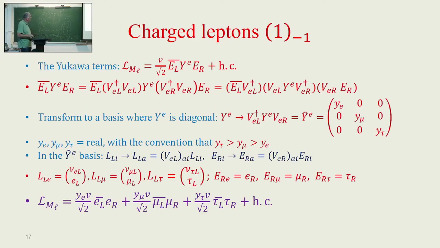e left, mu left, and tau left. Their partners, nu_e left, nu_mu left, nu_tau left. And the right-handed ones, e right, mu right, and tau right. And we have these 3 charged lepton mass eigenstates. The electron, the muon, and the tau, they are all Dirac fermions. And also their partners in this model are mass eigenstates. They all have mass 0.